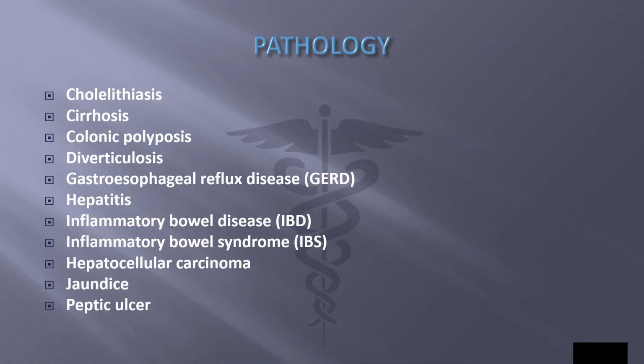Hepatocellular carcinoma, or HCC, is primary cancer of the liver. Jaundice is yellow-orange coloration of the skin and other tissues from high levels of bilirubin in the bloodstream. This is hyperbilirubinemia. And peptic ulcer, an open sore or lesion that develops in the lining of the stomach, gastric ulcer, or the first part of the small intestine, duodenal ulcer.